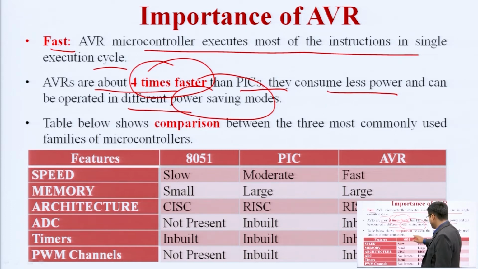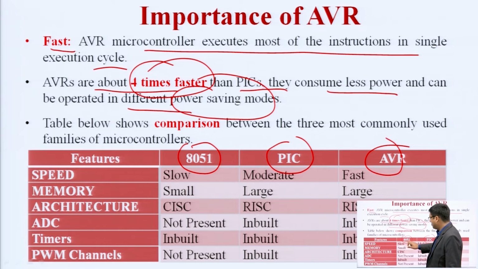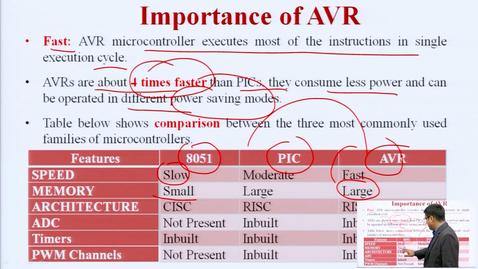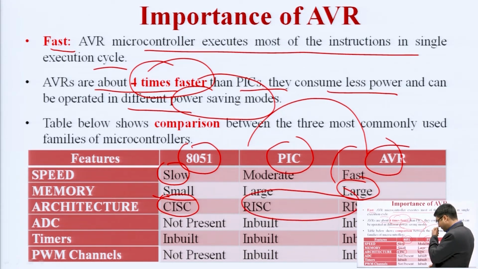The table below shows a comparison between the 3 most commonly used microcontroller families: 8051, PIC microcontrollers, and AVR. The speed of the 8051 microcontroller is slow compared to AVR. It has fast execution, memory is small, but if we look at AVR, the memory available to the processor is more. Architecture: 8051 follows CISC architecture, and both the PIC and the AVR follow RISC type of processor. We have seen that in our previous slides.